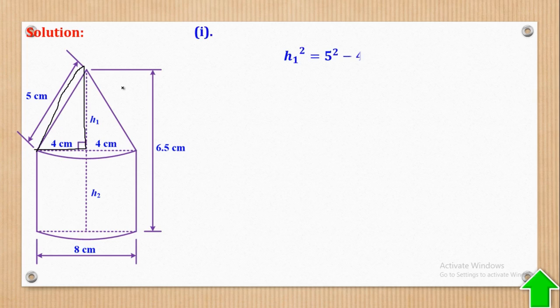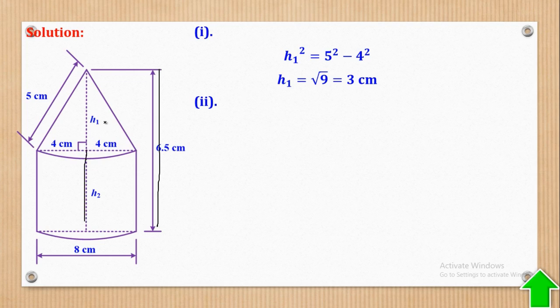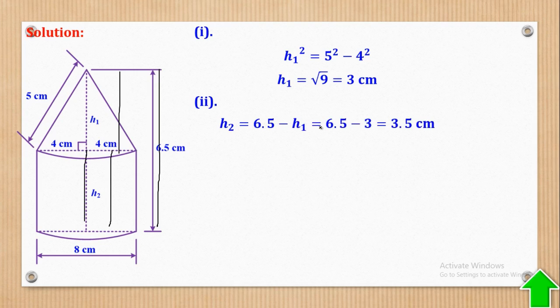So you come here and say that h1 squared will be equal to 5 squared, which is the hypotenuse, minus 4 squared, and therefore h1 will be the square root of 9, which is 3 centimeters. So that is the height of the conical part. What about the height of the cylindrical part? For this height from here to here, we already know that from here to here is 6.5 and from here to here is h1, therefore from here to here it will be the difference. Therefore h2 will be equal to 6.5 minus h1, which is 6.5 minus 3, to come up with 3.5 centimeters.